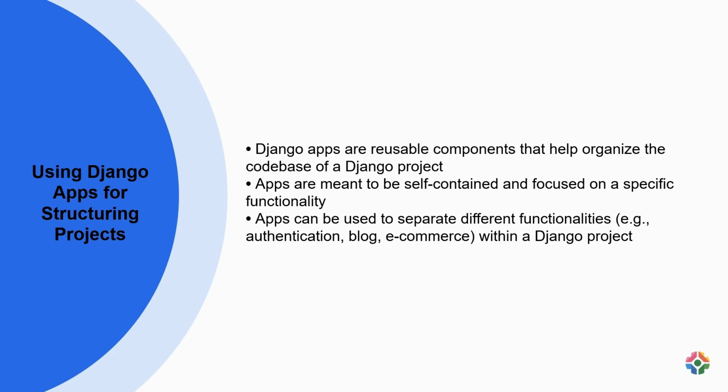For instance, in a Django project, separate apps can be created for authentication, blog features, and e-commerce functionalities. This segregation allows for better code maintenance and enhances scalability by isolating different project functionalities.